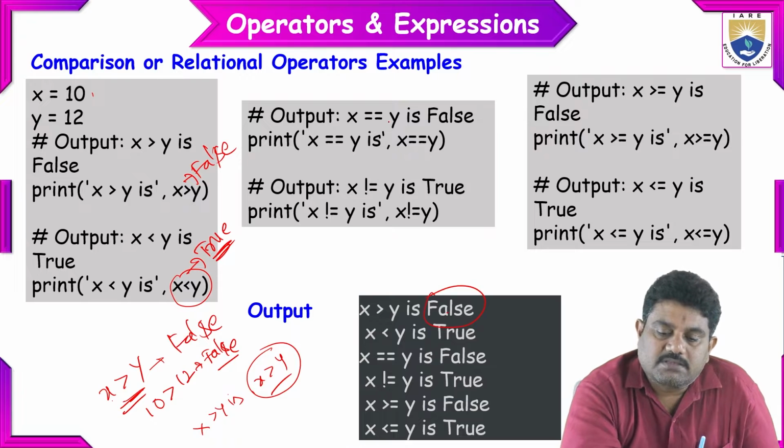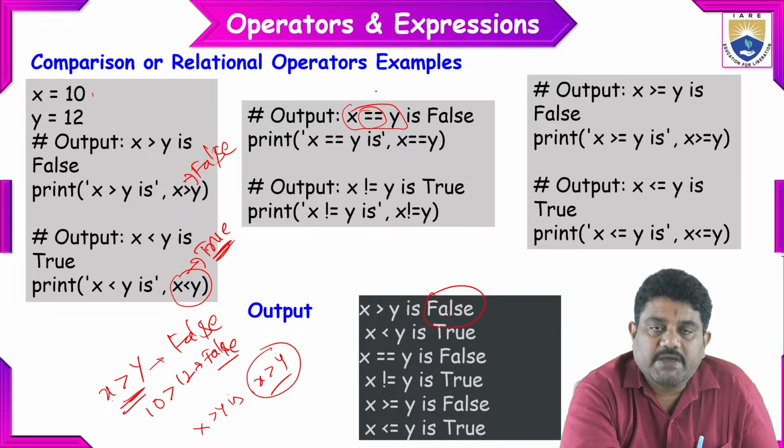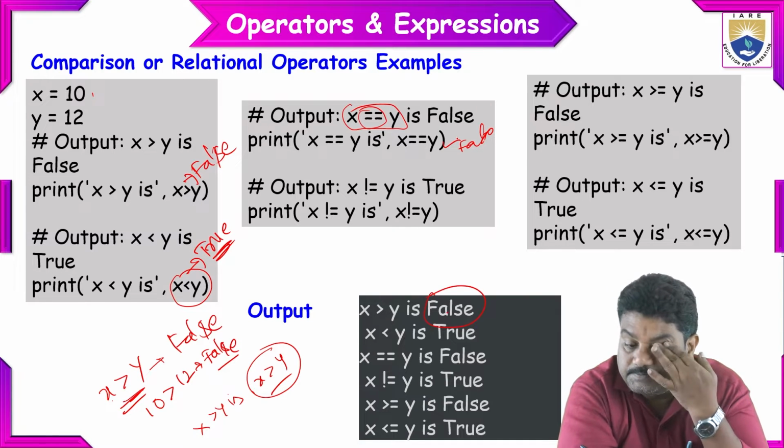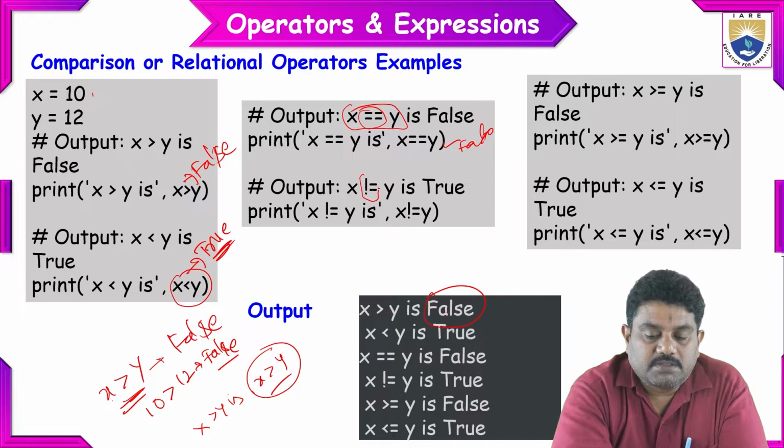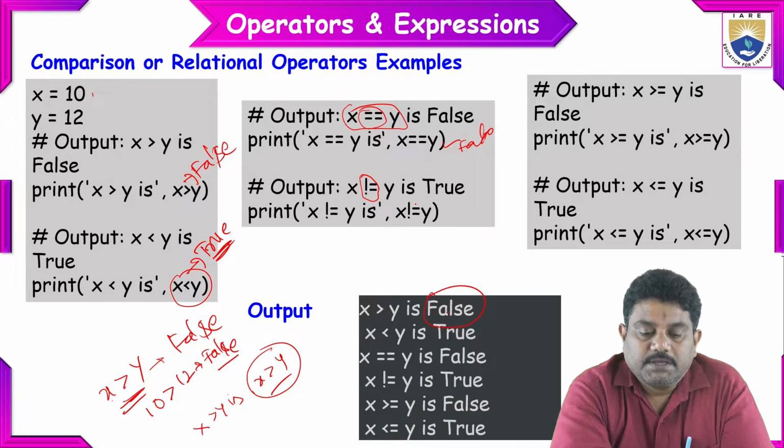In another case, x equal to y is also false. The double equal to symbol is used to check the equality of the operands. If both are equal, it returns true; otherwise, it returns false. In this case it returns false because both are not equal. And the next output is x not equal to y, which is true because 10 and 12 are not equal.